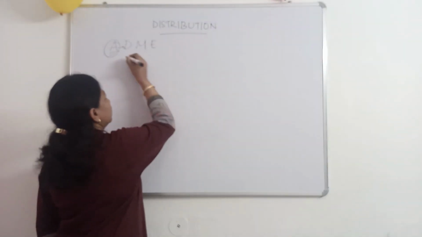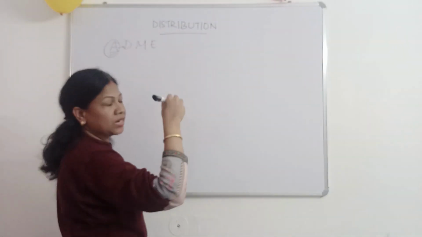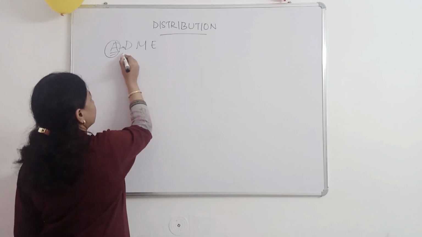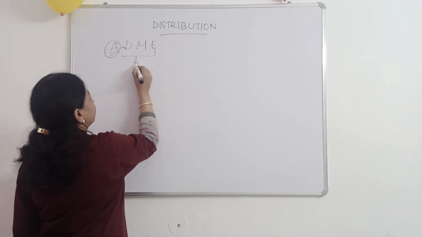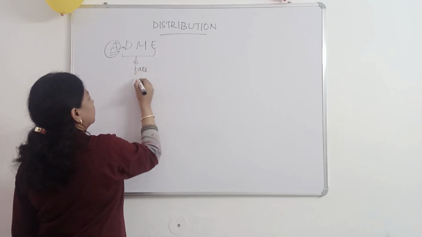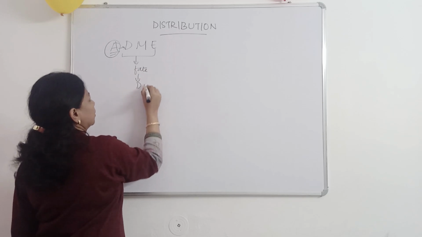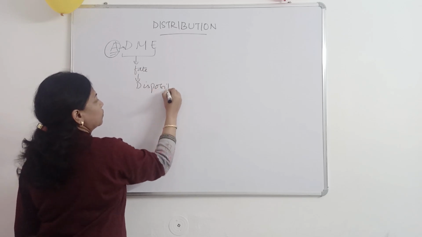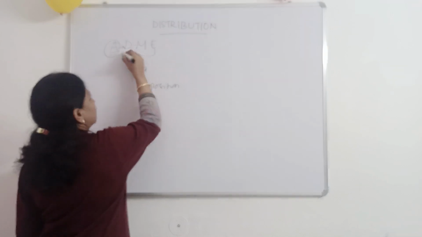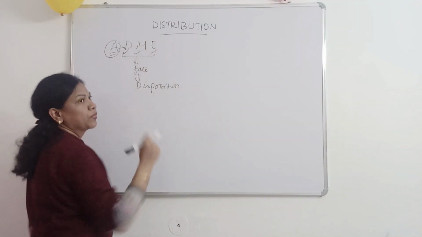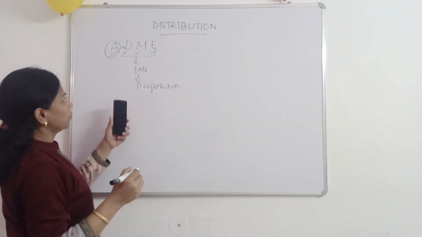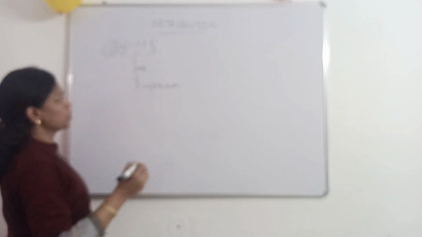Now what is distribution? Once the drug is absorbed and enters into systemic circulation, the fate of the drug is known as disposition. So the disposition of drug includes distribution, metabolism and excretion. Among that, first is distribution.